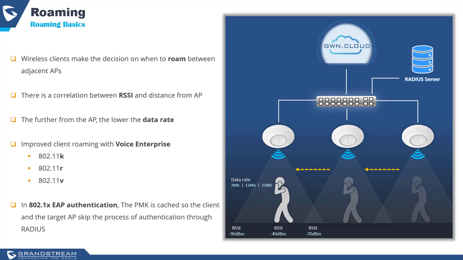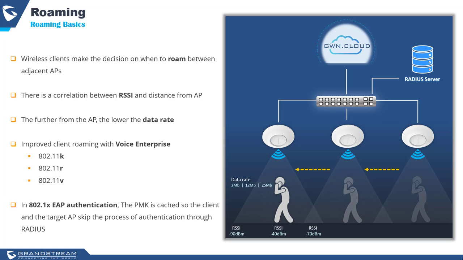One important thing to mention here is that for these functionalities to work, the wireless client needs to support these standards. So in case you have Voice Enterprise enabled on the GWN access points and you have some legacy devices connected to them, these standards will not work, because the client needs to support these standards as well.